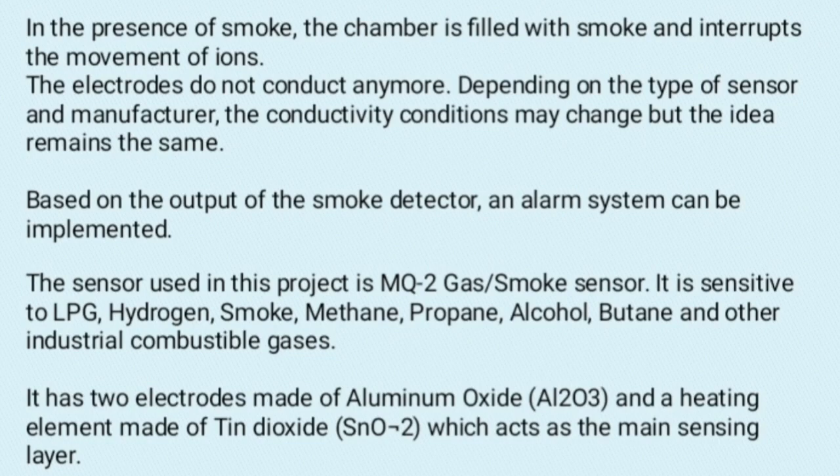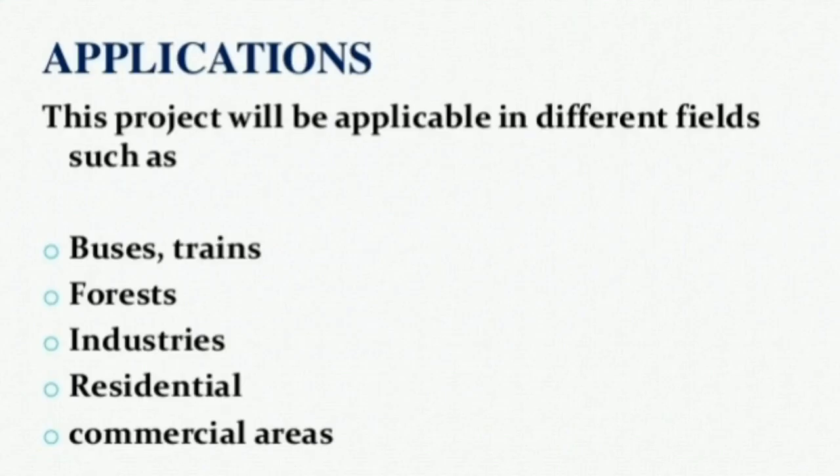The sensor used in this project is the MQ2 gas smoke sensor. It is sensitive to LPG, hydrogen, smoke, methane, propane, alcohol, butane, and other industrial combustible gases. This sensor has two electrodes made of aluminum oxide and a heating element made of tin dioxide, which act as the main sensing layer. Now, the application of the smoke detector alarm circuit. This project will be applicable in different fields such as buses, trains, forests, industries, and residential and commercial areas.